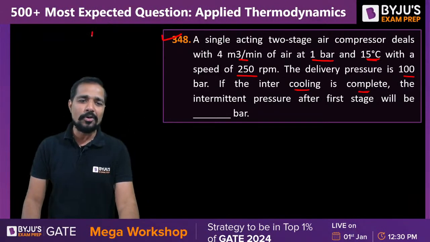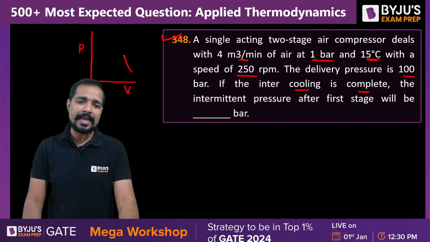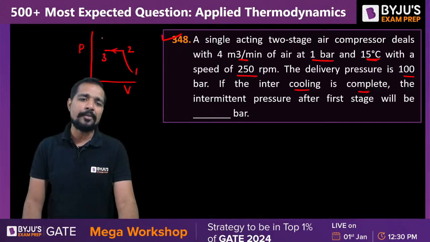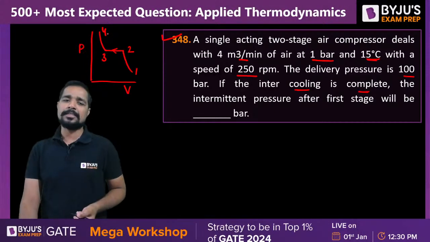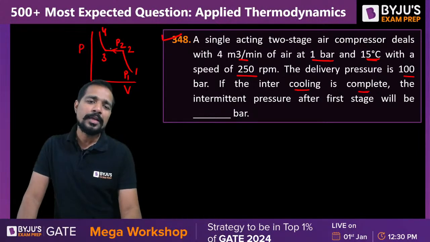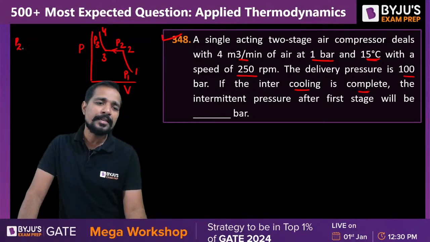If we draw either a PV diagram or a TS diagram, the PV diagram will be somewhere like this. 1 to 2 is the first stage. After that, perfect intercooling. And after that, 3 to 4 is the second stage. So here this is the pressure P1, this is the pressure P2, and this is the pressure P3. If there is perfect intercooling, then P2 is equal to the square root of P initial times P final.